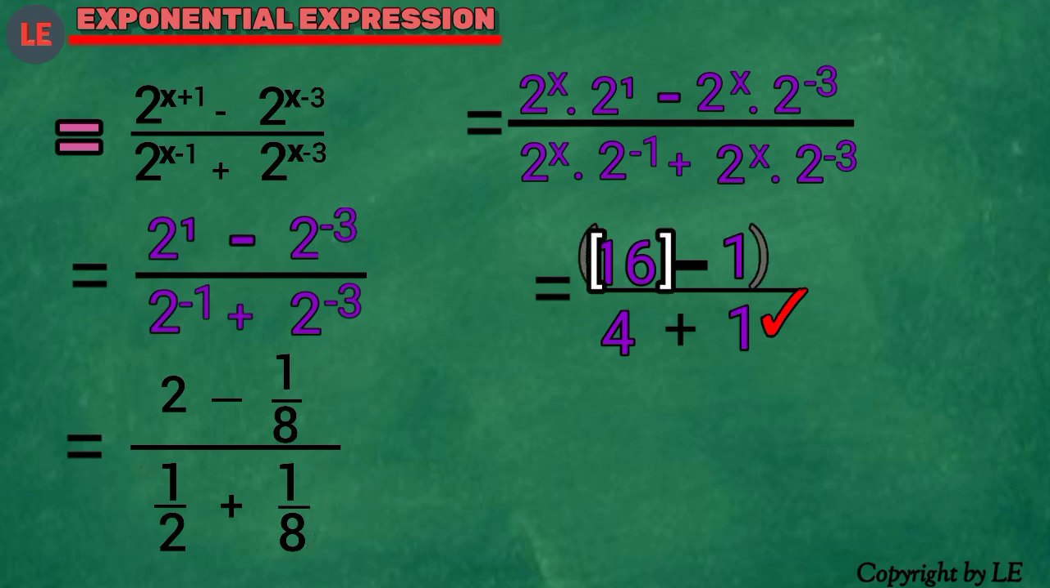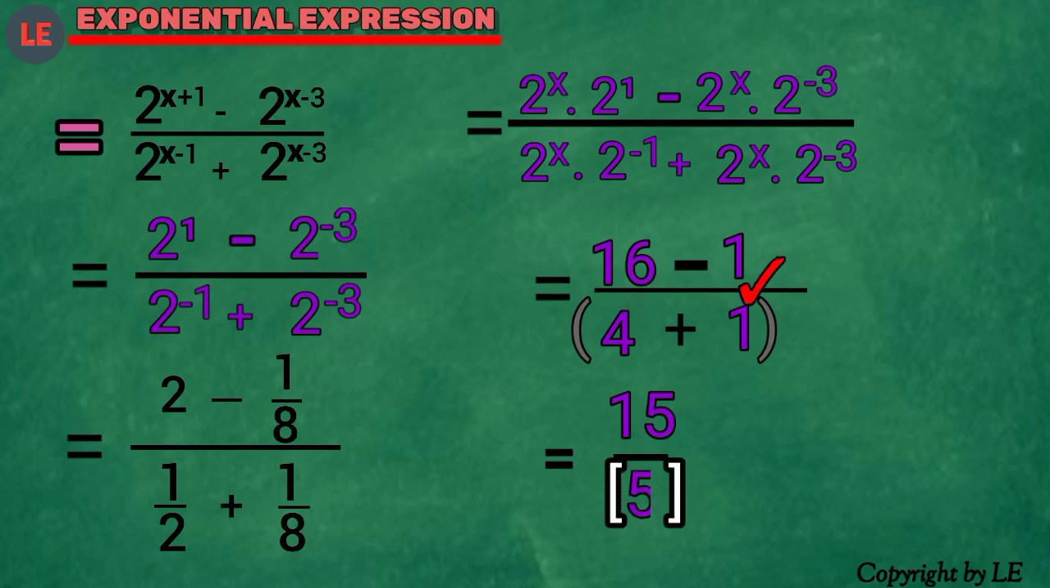Now, 16 minus 1 is equal to 15, then 4 plus 1 is equal to 5. Then, we say this 15 divided by this 5, we finally get 3. This is the answer.